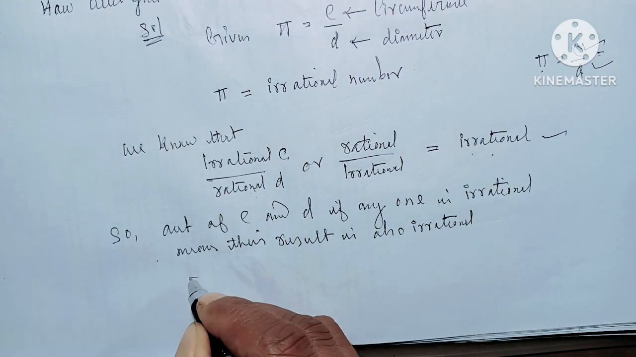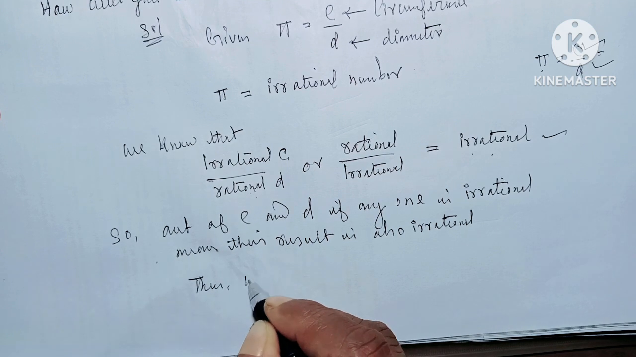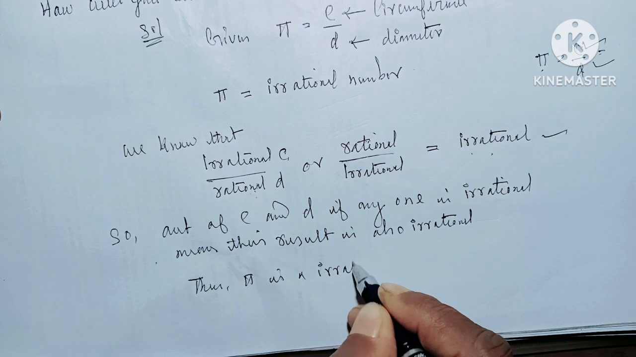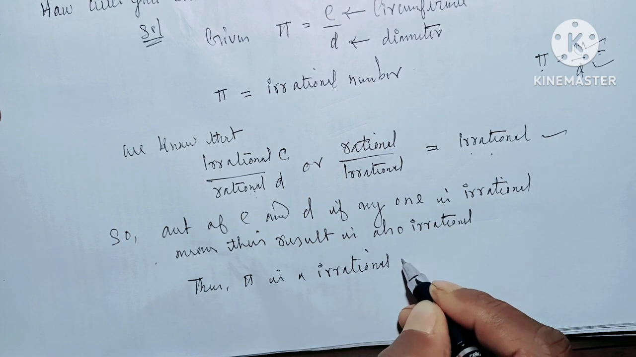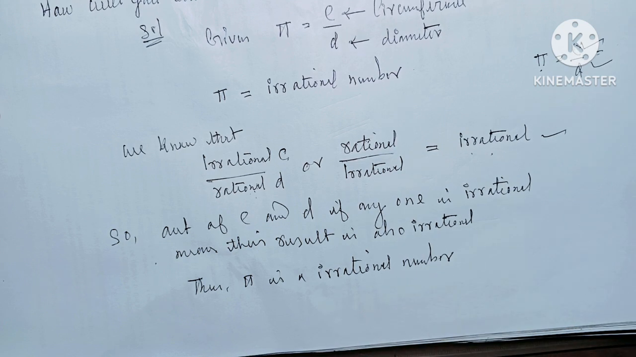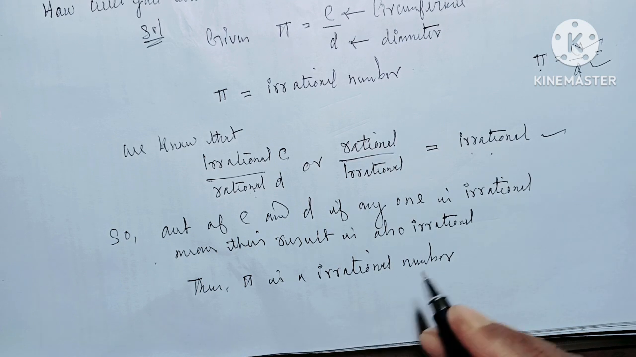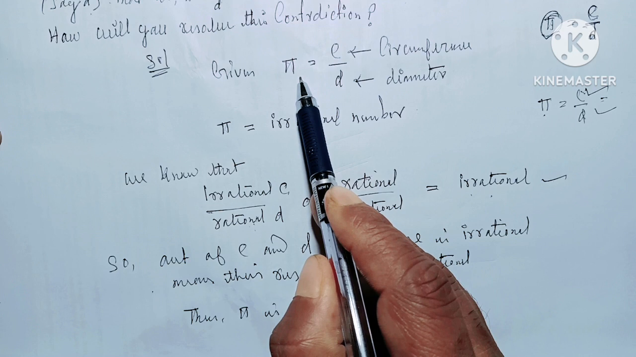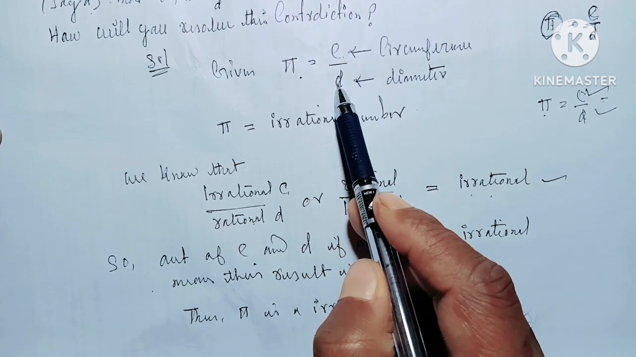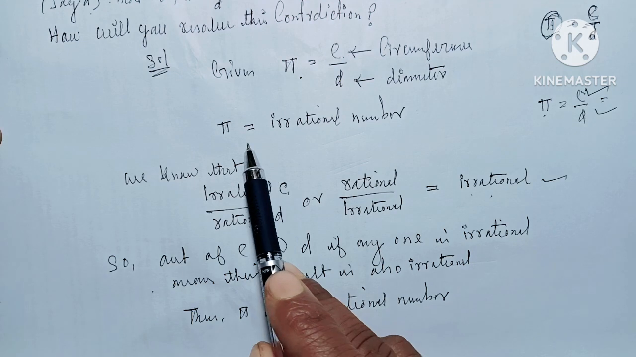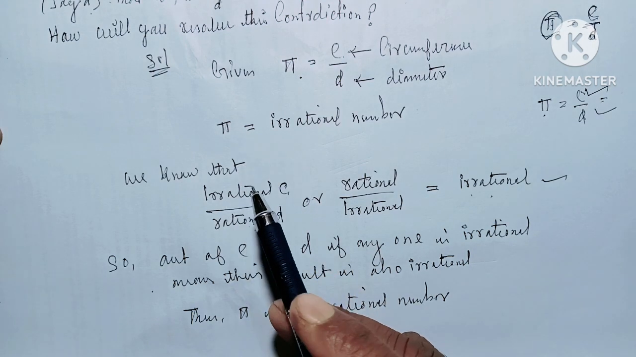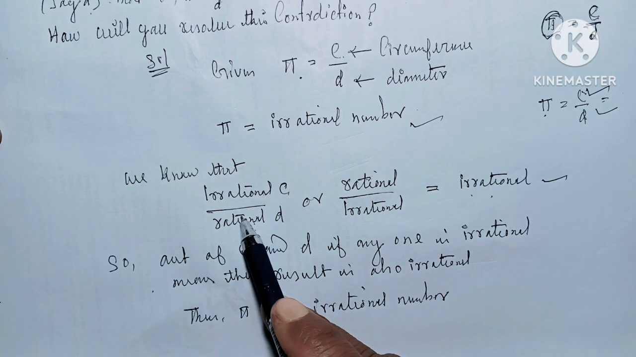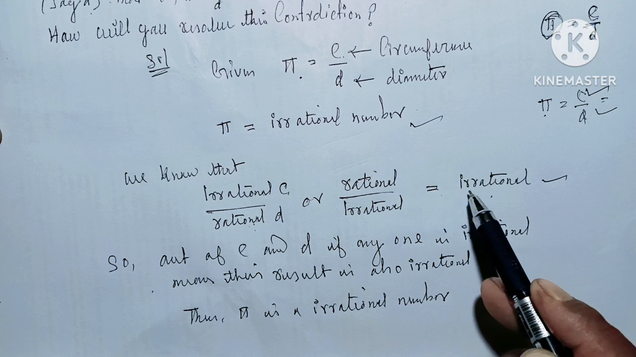Thus pi is an irrational number. In this way, our contradiction is resolved. Here it is given that first pi is equal to the ratio of C and D, circumference and diameter of a circle. Here pi is irrational. How do we resolve this contradiction? As we know, irrational divided by rational or rational divided by irrational, their result is irrational.